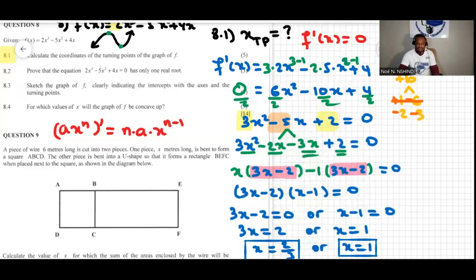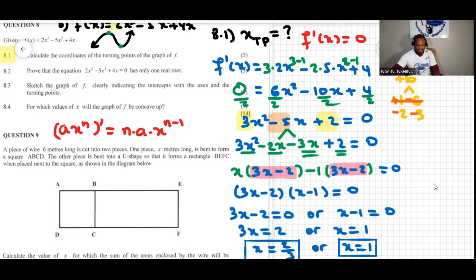No, not yet. The question says calculate the coordinates of the turning points. It means we need to find the x. A point has 2 coordinates, x and y coordinates. Now that we found the x coordinate, we're going to substitute these values into the main function to get the y coordinate.